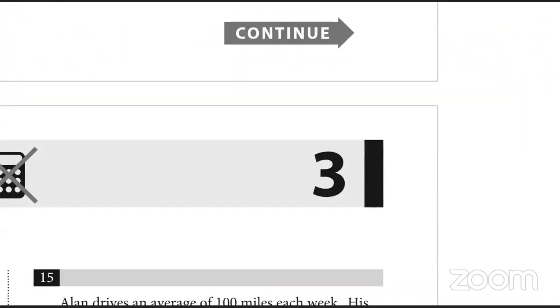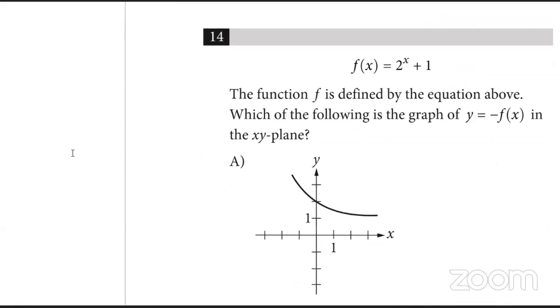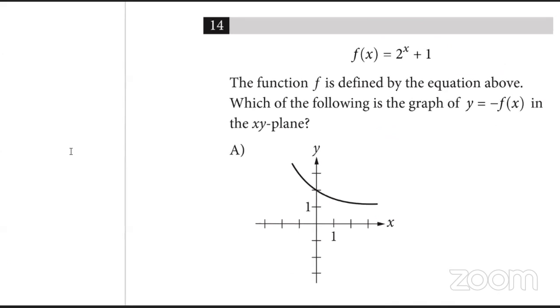Let's look at number 4 now. Number 14 now. Okay, number 14 is giving us a lot to zoom out and look at here.